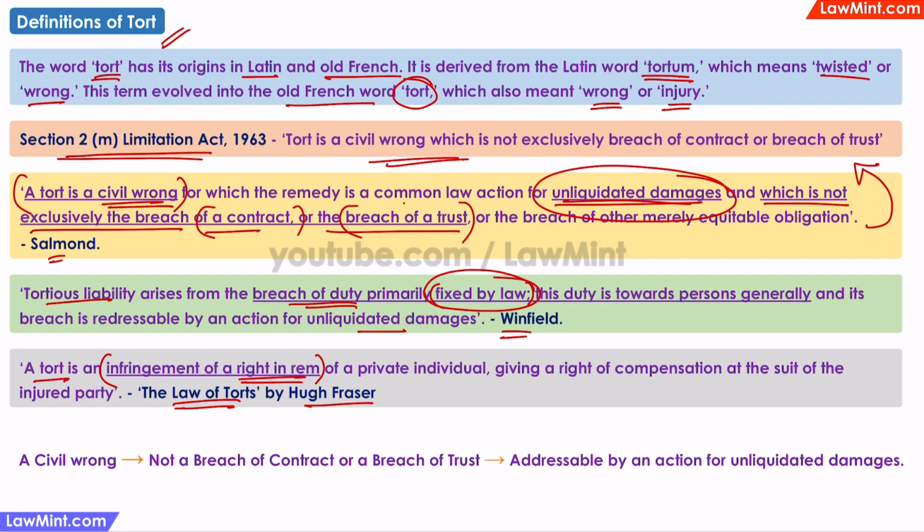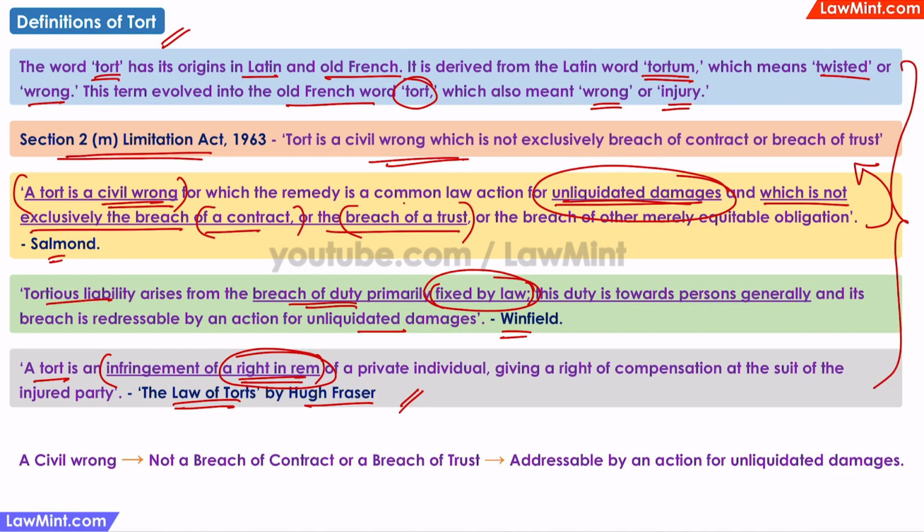This right imposes a legal duty on all other road users, all other drivers, that they should drive with due care. And if any driver drives negligently and causes injury to you or damages to your property, then your right in rem has been violated and you can sue for damages. This definition is important because you will see questions which are asking whether a tort is an infringement of a right in rem or a right in personam.